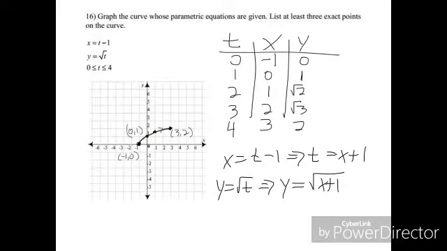We don't want that. If we were to square both sides, we have y squared equals x plus 1, or x equals y squared minus 1. This is a y squared parabola, left 1, so that would be this.